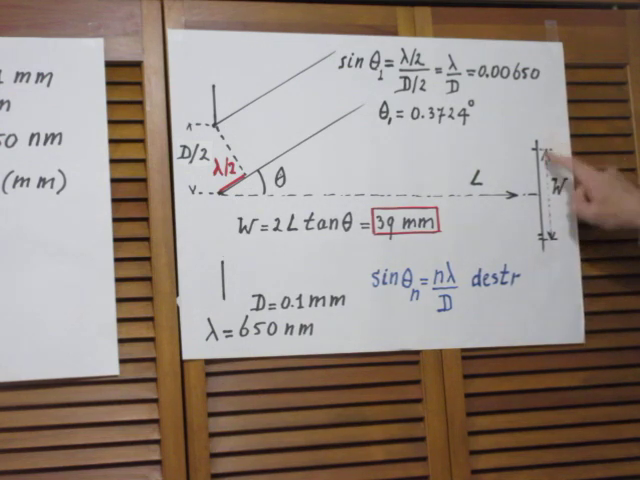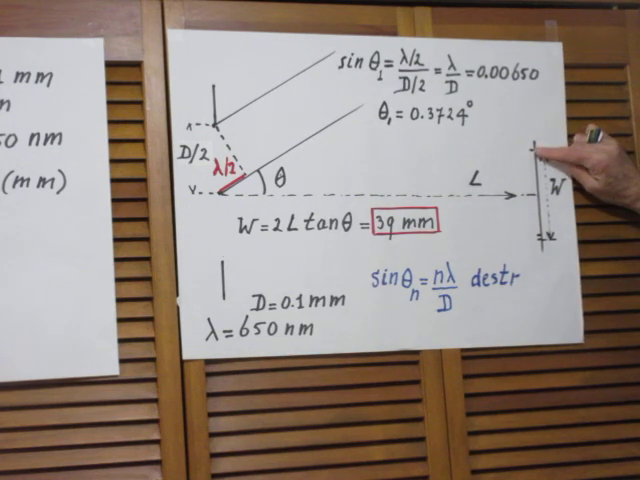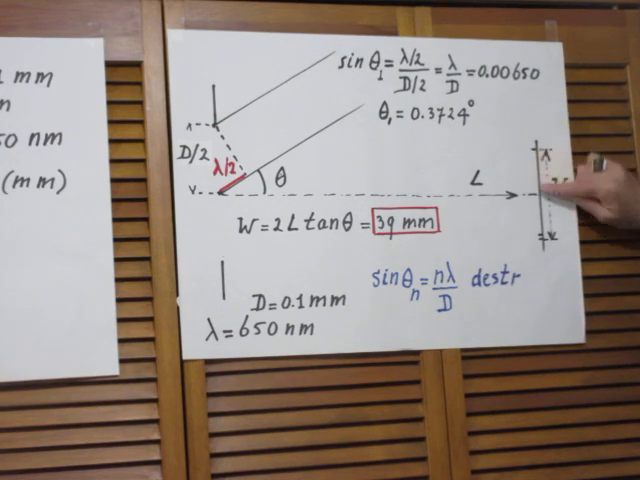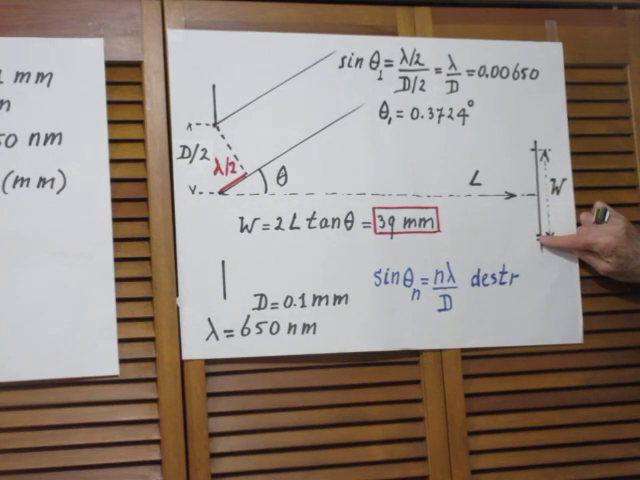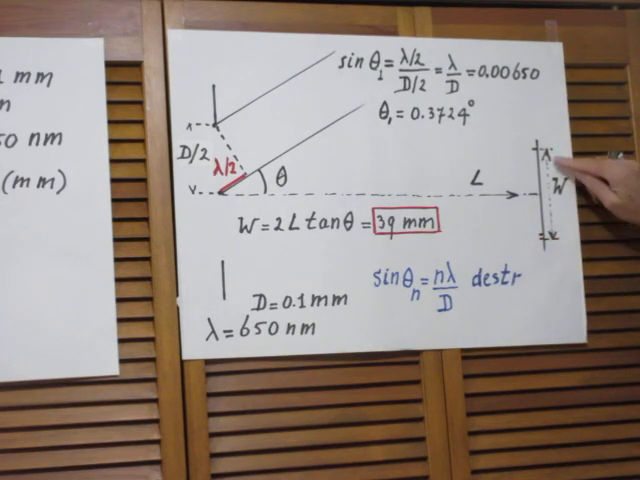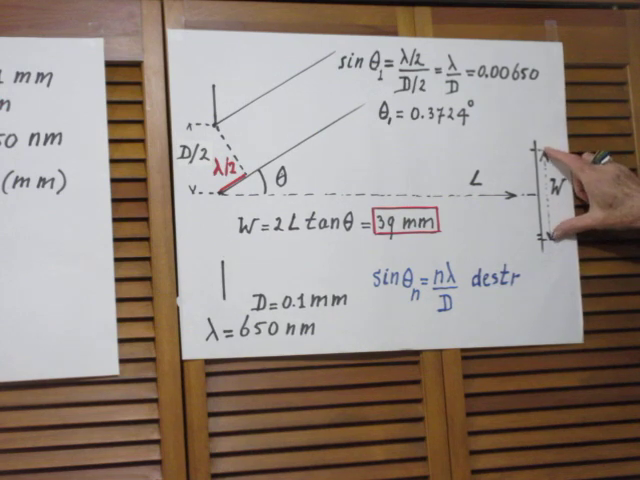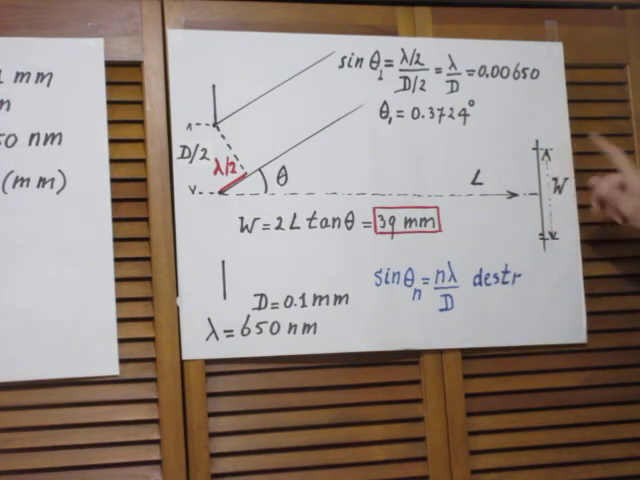Now here is the wall, which is 3 meters away, but I drew it here. And let here be the point where there is the first destructive interference on one side of the high maximum, and here is the point of destructive interference on the other side. And we want to know now what this distance is between these two points in millimeters.